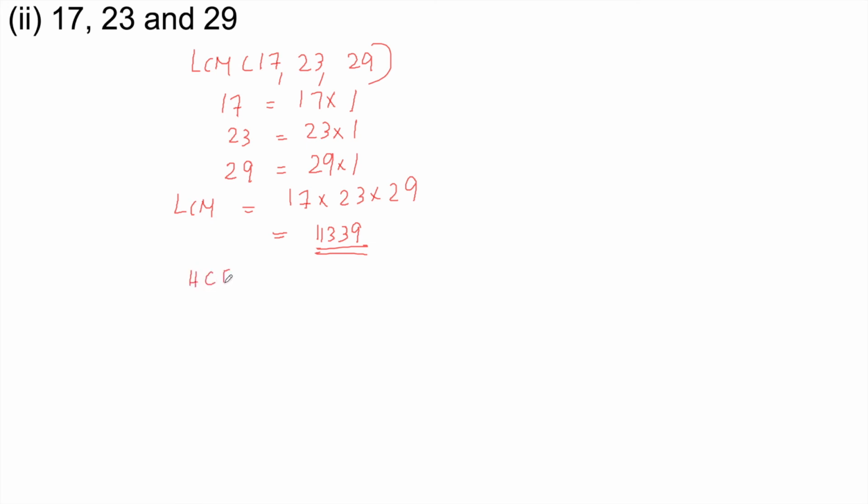Now we will find the HCF of 17, 23, 29. Okay. So again 17 is 17 into 1, 23 is 23 into 1, 29 is 29 into 1. And there is no common factor between these 3 numbers and HCF is 1. And note the point, if there is no common factor between the numbers, then LCM will be the product of all the numbers and HCF will be 1 only.